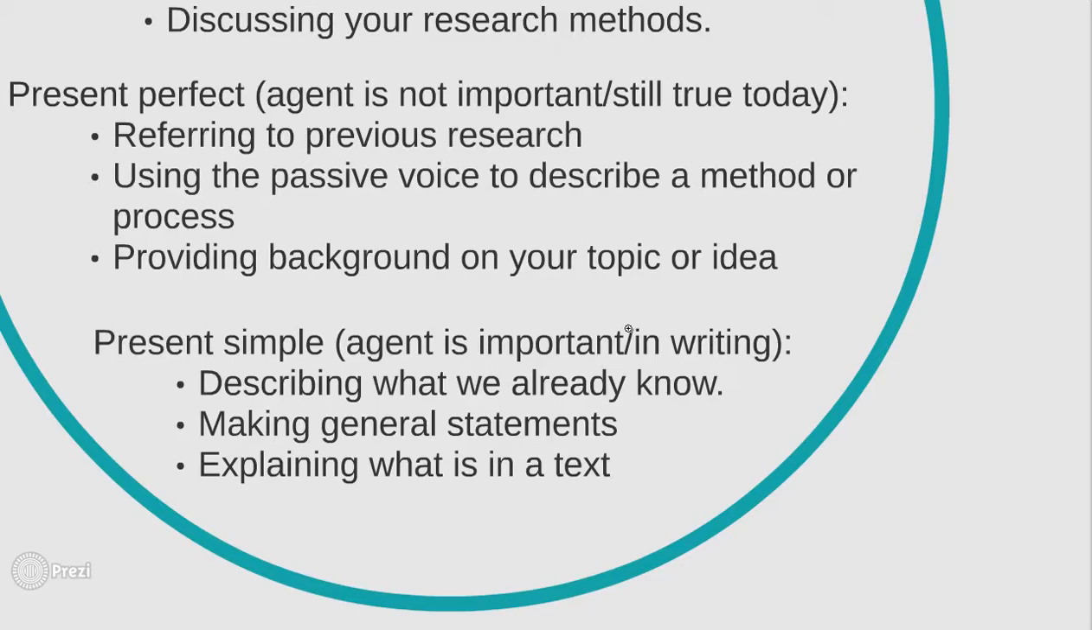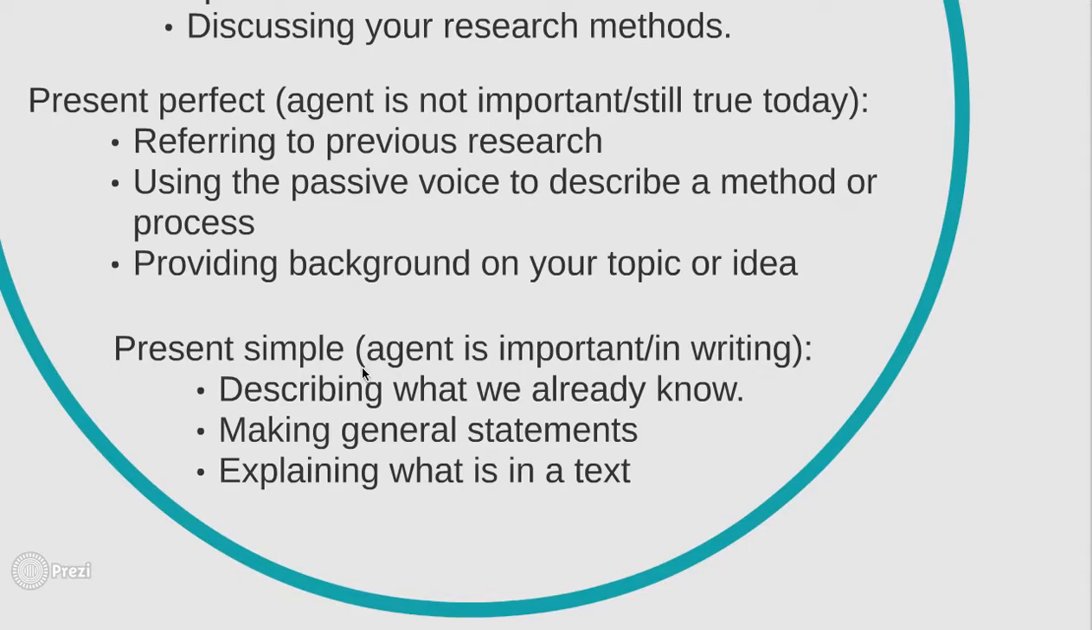So I want to be clear that the text exists now. The piece of paper with writing on it exists now. So when you're talking about something that the researcher says or states or argues in the paper, you have to use the present tense. If it's an action that the researcher did in the past, then use the past tense.